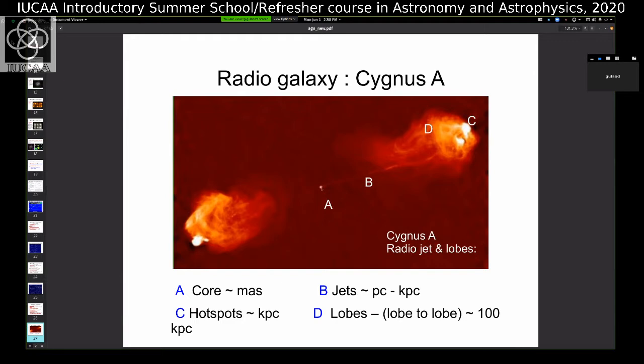Typically, the size of this core is milli-arc second. The sizes of these jets are from parsecs to kiloparsec scale, and the size of the hot spots themselves is of the order of kiloparsec scale, and the sizes of the lobes are hundreds of kiloparsec, or even larger than that in some cases. This is a typical morphology of radio galaxies.